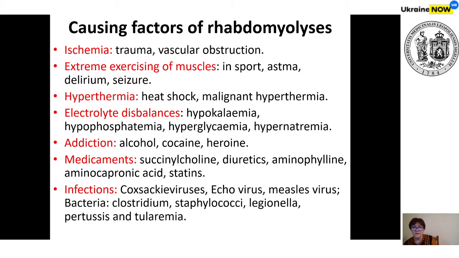Well-known main causing factors of rhabdomyolysis are over-exercising in sport, but it may also occur in asthma, delirium and seizure, ischemic states, hyperthermia, including malignant hyperthermia, electrolyte disbalances, some addictions such as alcohol, cocaine, heroin. Many medicaments and infections can lead to rhabdomyolysis.